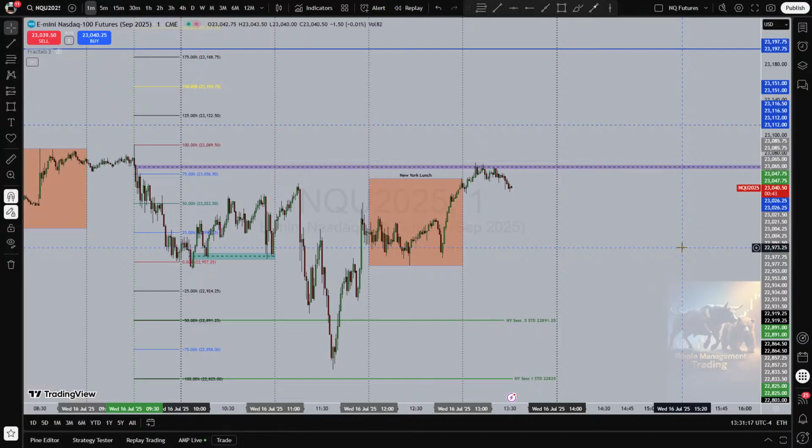Now I'm looking at price right now to drop from that 46, and let's see if we can go to the lunch lows.